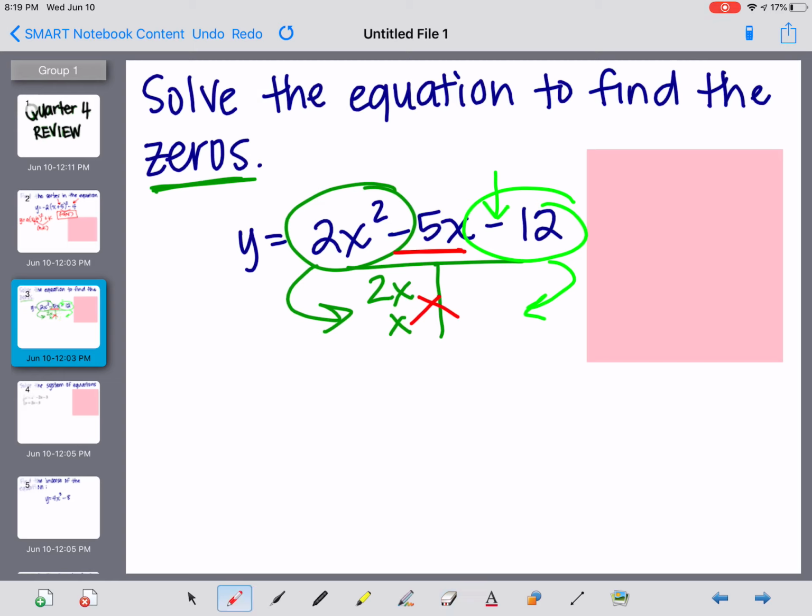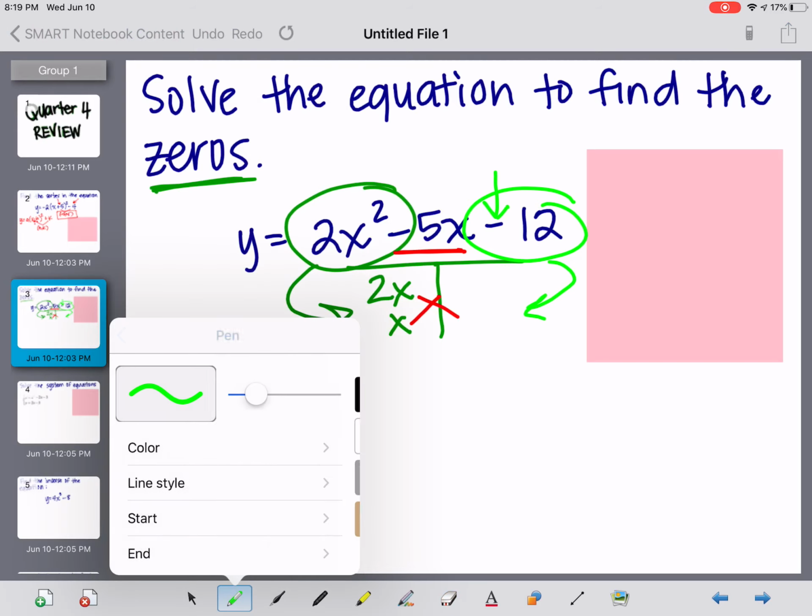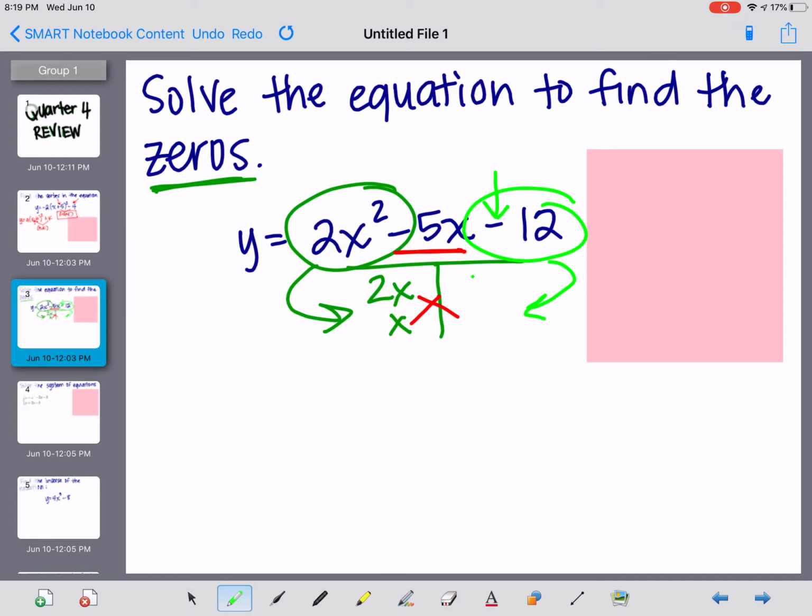All right, let's try something else. Let's try 4 and 3. All right, so that's going to get me 6x. Let's make this one negative. That's going to give me 6x and negative 4x, which also does not get me to 5x. So that doesn't work either. Now let's switch them. Let's try 3 and negative 4. That's going to give me 3x and negative 8x, which actually gets me negative 5x. So that works.